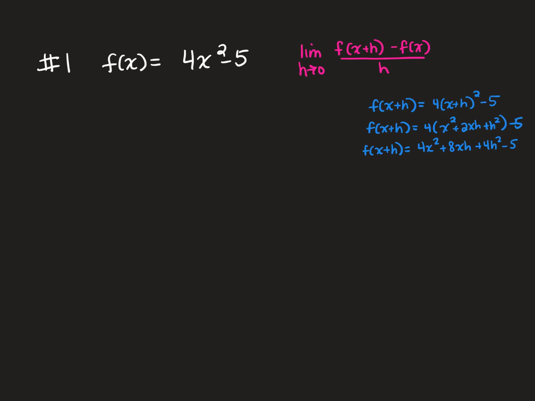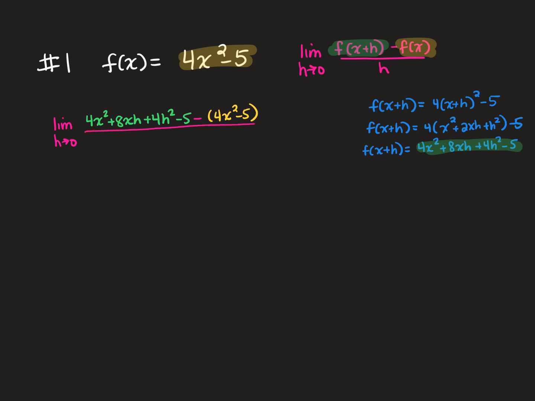So we're going to put all of that into our limit. Remember, f of x plus h is this expression. F of x is this expression. So when we plug it into our formula, our limit, we have to make sure we're putting things where they belong. So we have the limit as h approaches 0 of f of x plus h, which is that thing we just figured out, 4x squared plus 8xh plus 4h squared minus 5. And then minus f of x. So f of x is 4x squared minus 5, and then that's all over h.